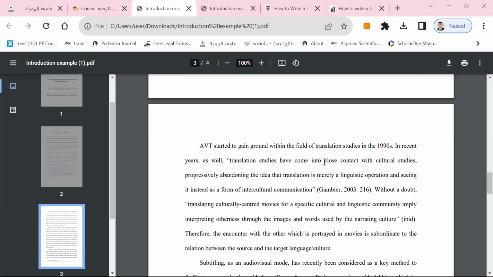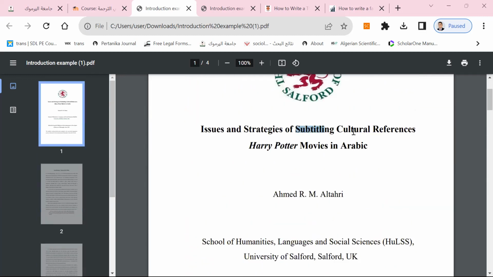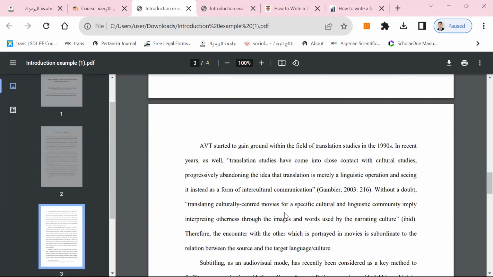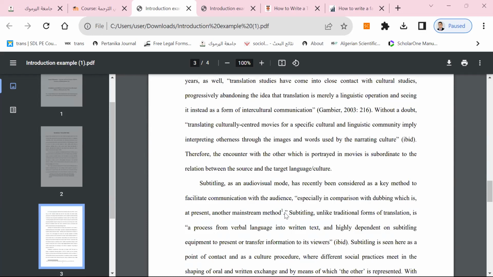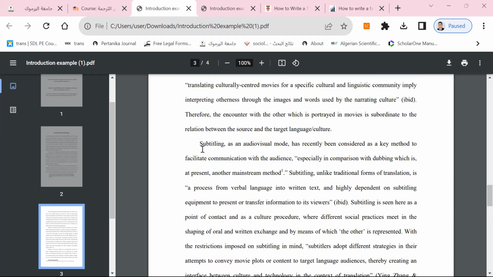Without a doubt, translating, another quotation here, translating culturally centered movies. Look at the title again. He's talking about what? Cultural references. So he started introducing the term culture to us as readers in order to prepare us. It is a kind of warm-up. But if you look at this paragraph here, AVT, now he starts talking about the main topic.